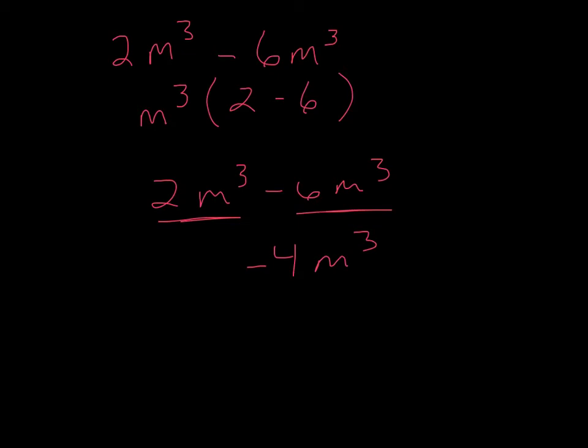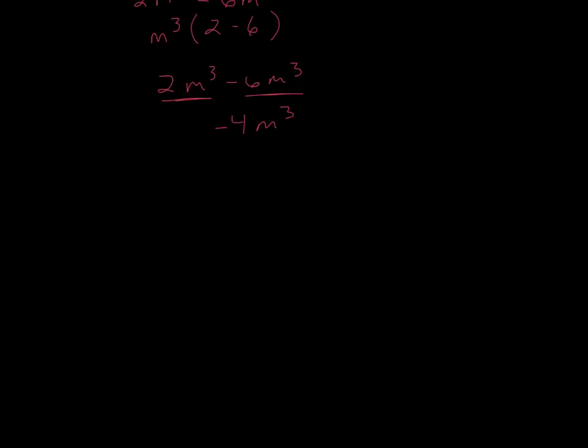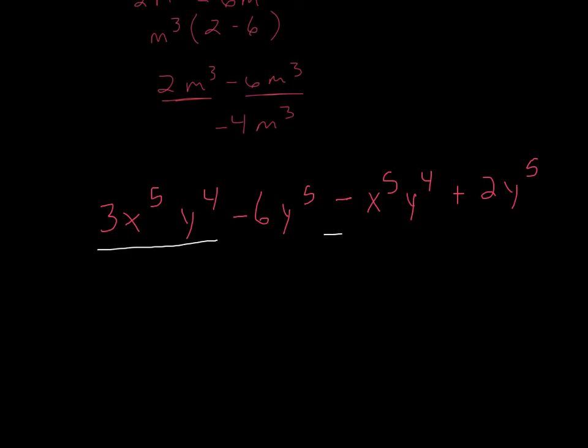Okay, so if you look at number 7, let's see if I can shrink this down a little bit here. Hold on a second. Okay, so for number 7, it says 3x to the 5th y to the 4th minus 6y to the 5th minus x to the 5th y to the 4th plus 2y to the 5th. Okay, so now again, what I like to do is go through and underline what's like and what's not like. Okay, so I'm going to change the color here. So 3x to the 5th y to the 4th is like the negative x to the 5th y to the 4th. And negative 6y to the 5th is like the plus 2y to the 5th.